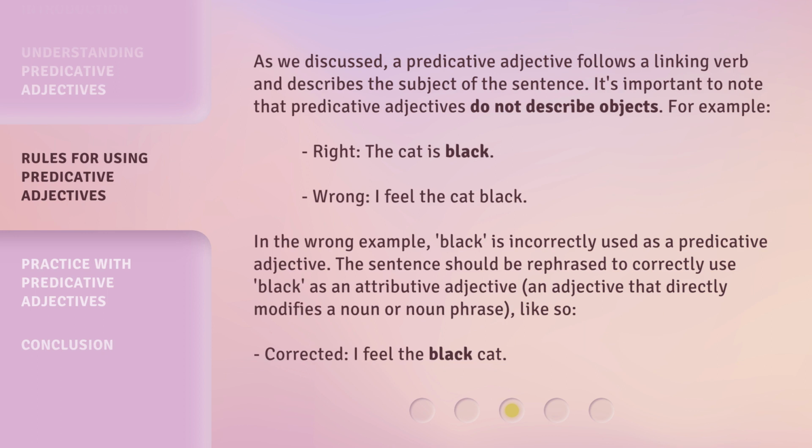The sentence should be rephrased to correctly use black as an attributive adjective, an adjective that directly modifies a noun or noun phrase, like so. Corrected: I feel the black cat.